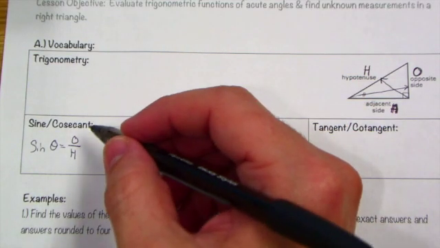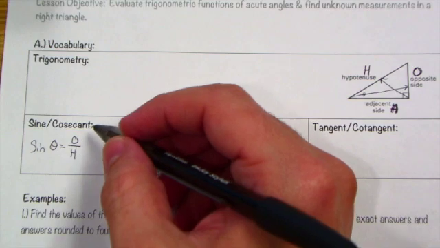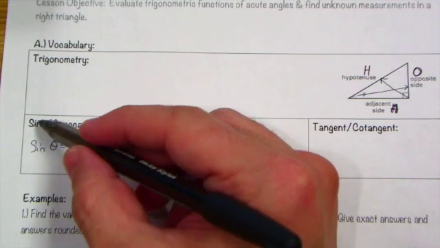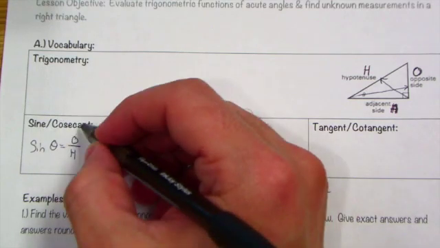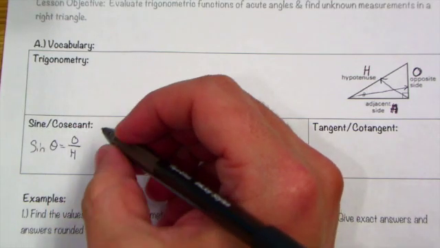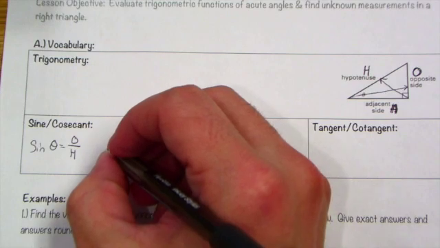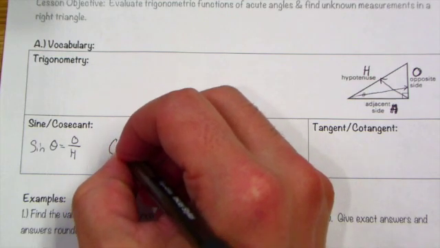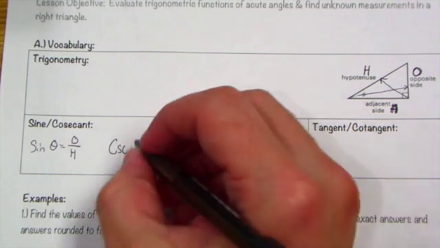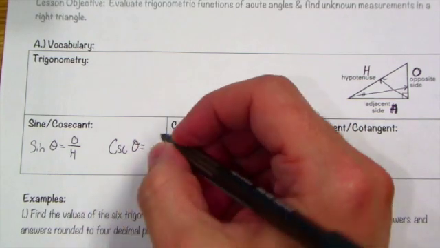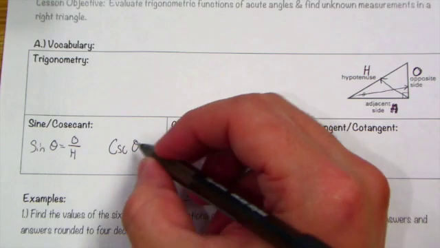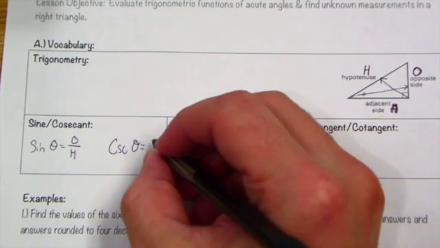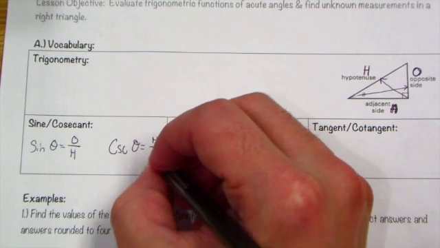Now, I'm not sure if you learned this in geometry, but cosecant is the inverse of sine. All that really means is that cosecant, written as CSC, the cosecant of theta, is, remember, the inverse of sine. So basically the ratio is flipped. So you have H over O.